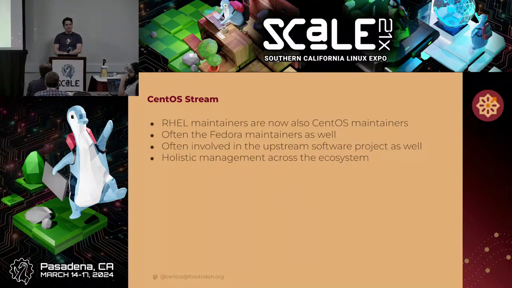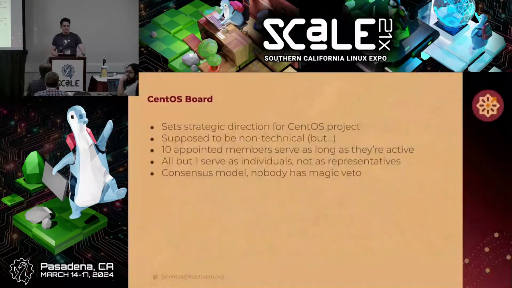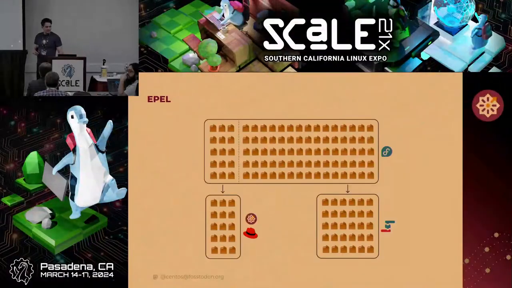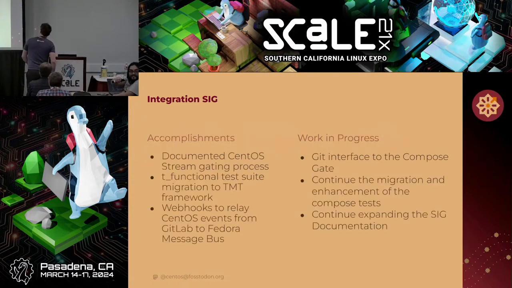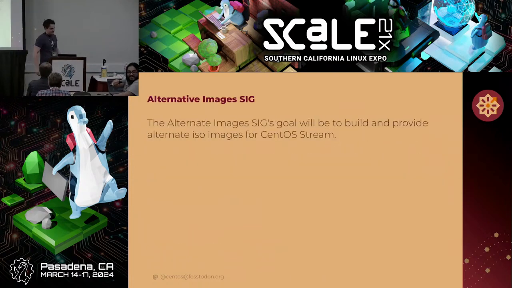I'm kidding. For the alternative images SIG, do you guys produce other image types besides ISOs, like container images or Qcow2? And I guess, like, how do you build all those different images if you do support them? So we could. No one's asked. If you're interested in images that aren't live ISOs, come and talk to us in the alternative images SIG, and we can figure that out.